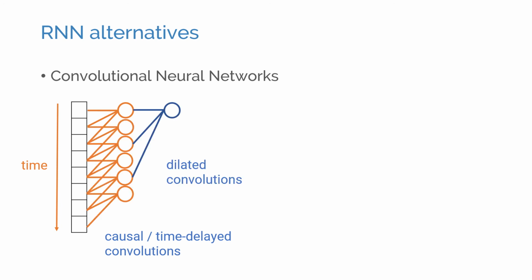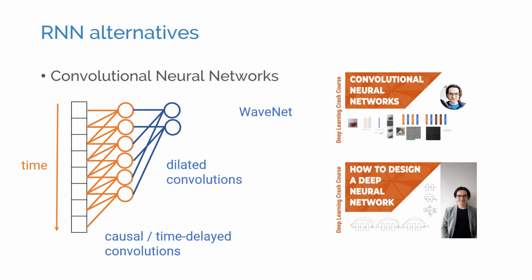Another trick is to use dilated convolutions to capture longer-term dependencies by exponentially increasing the receptive field. Google's WaveNet model makes use of these techniques to train convolutional neural networks on sequential data. You can find more information about it in the description below. You can also watch my earlier videos on convolutional neural networks to learn more if you haven't watched them already.